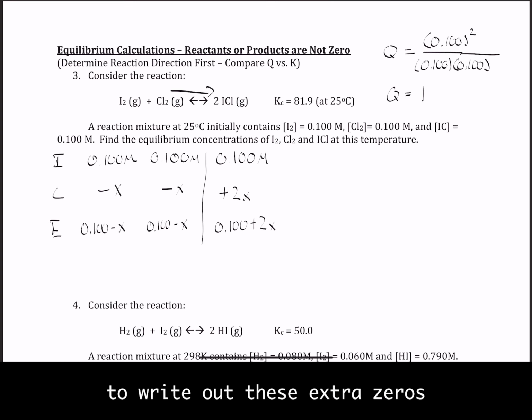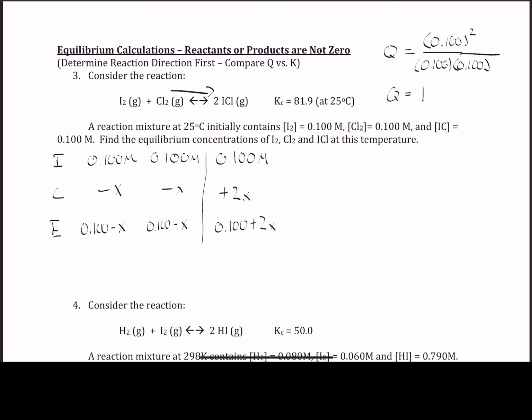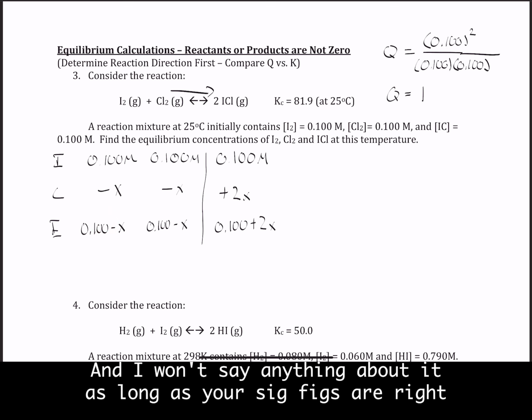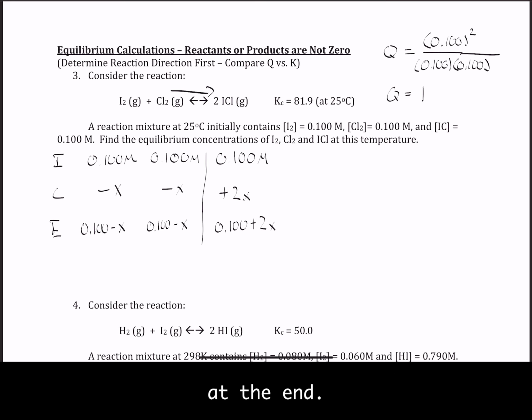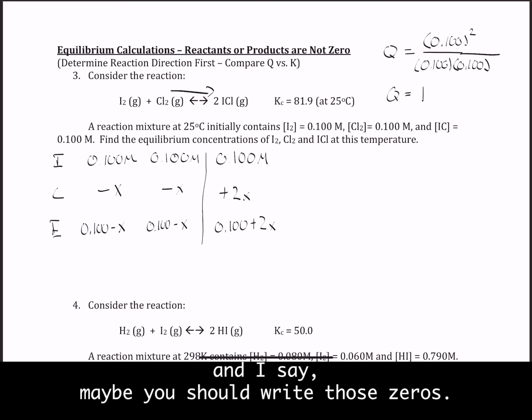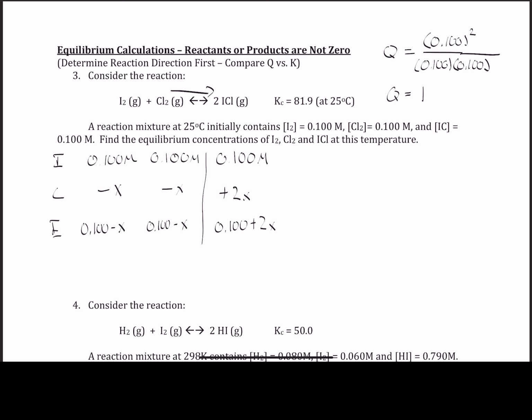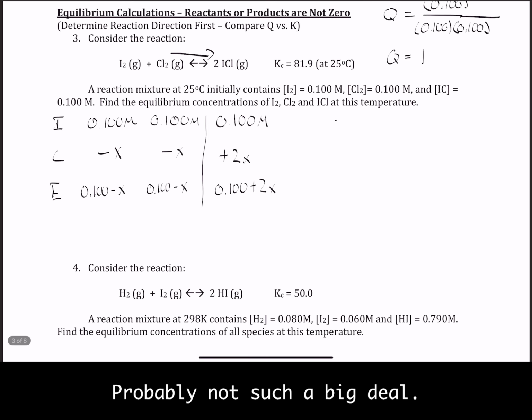and I think it's a good idea to write out these extra zeros, quote unquote extra, right? They won't change the calculation. And I won't say anything about it as long as your sig figs are right at the end. But if you get to the end and you give me 1 sig fig, I'm gonna say maybe you should write those zeros. At least on this table. After that, probably not such a big deal.